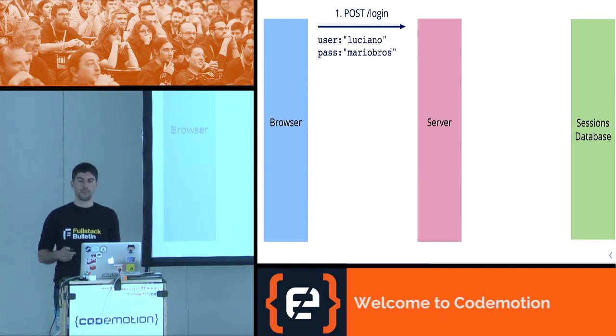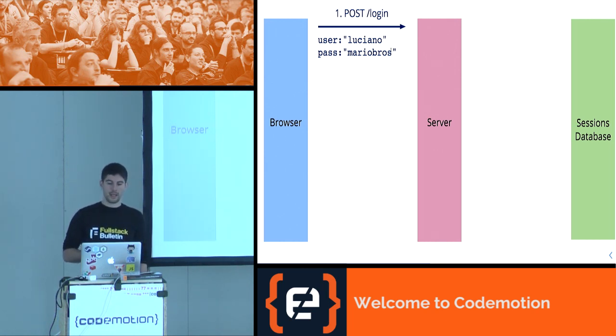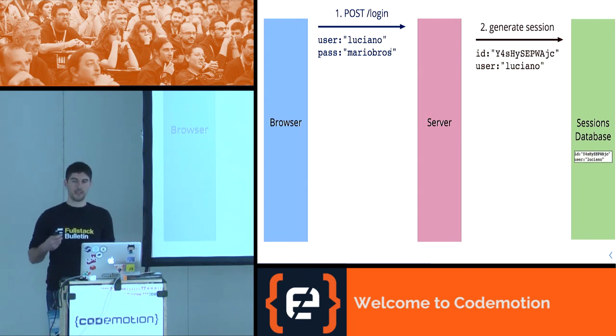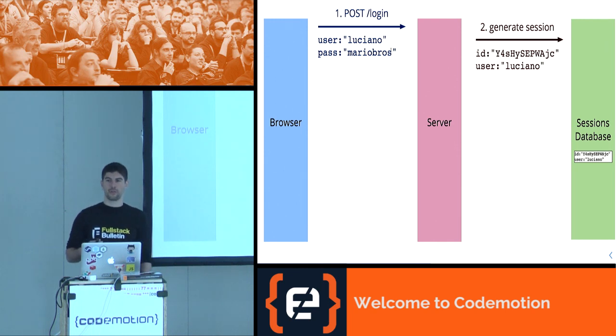There is a form posting username and password. The server receives this data. Then the server says, okay, this is a valid username, this is a valid password, so I can generate a session for this person. And the session in this case is identified by a random string to which we attach the username, and we store this information in a session database.